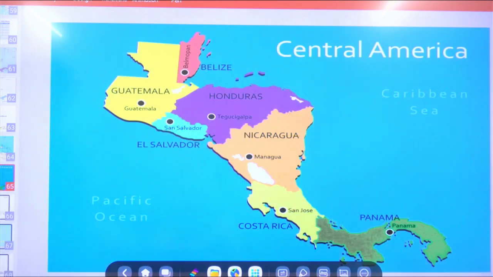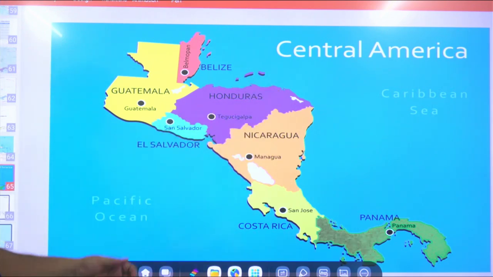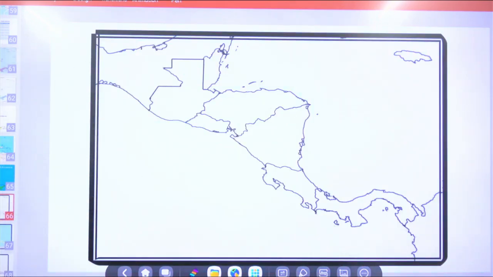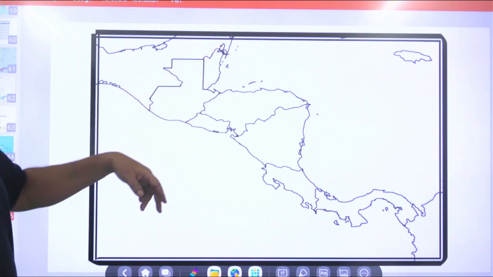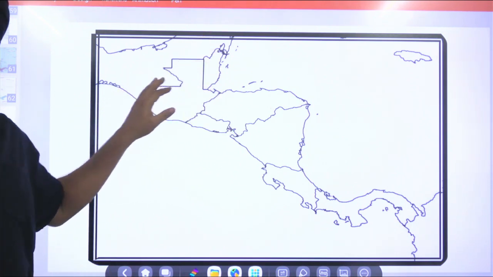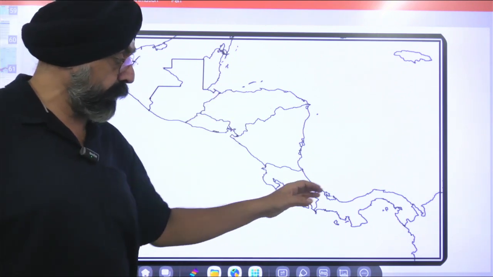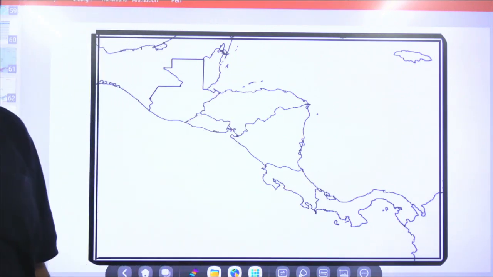Again, you see here the Central American countries. On one end, there is the Caribbean Sea, part of the Atlantic Ocean. On the other side, we have the Pacific Ocean. And this way you can practice. This is Belize, this is Guatemala, this is Honduras, this is El Salvador, this is Nicaragua, this is Costa Rica, this is Panama. This way the practice can also be done.